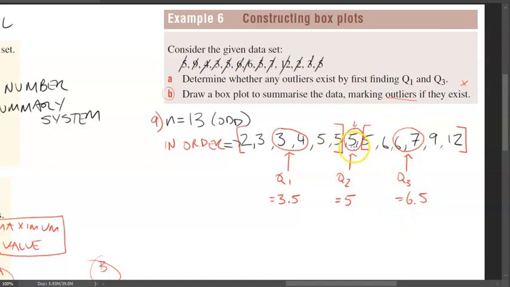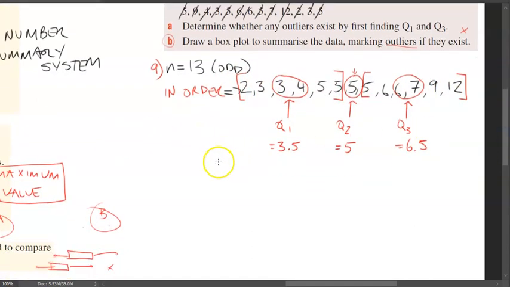So now we've got our values here. I'm not going to necessarily write what the minimum and maximum value is for now, just in case this 12 or even this 2 is considered an outlier. But what I can find out is what our lower and upper fence should be. So the lower fence, if you recall from the previous video, is getting Q1 and subtracting 1.5 times what the IQR is.